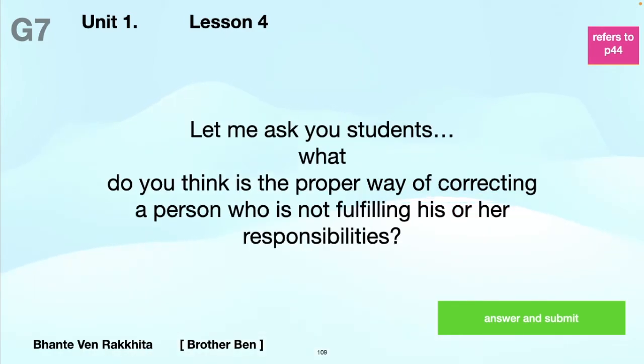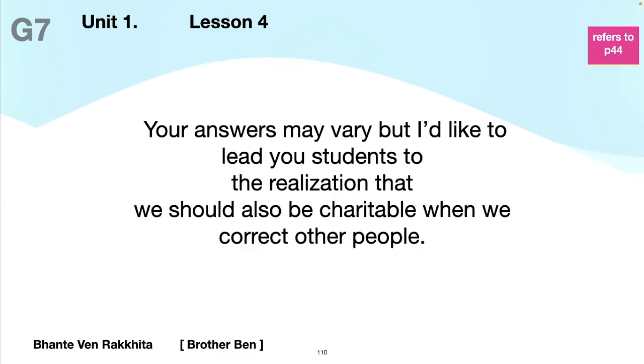Let me ask you, students, what do you think is the proper way of correcting a person who is not fulfilling his or her responsibilities? What do you think is the proper way of doing that, of correcting a person? Your answers may vary, but I'd like to lead you, students, to the realization that we should all be charitable when we correct other people. We should be generous and considerate when we correct other people.